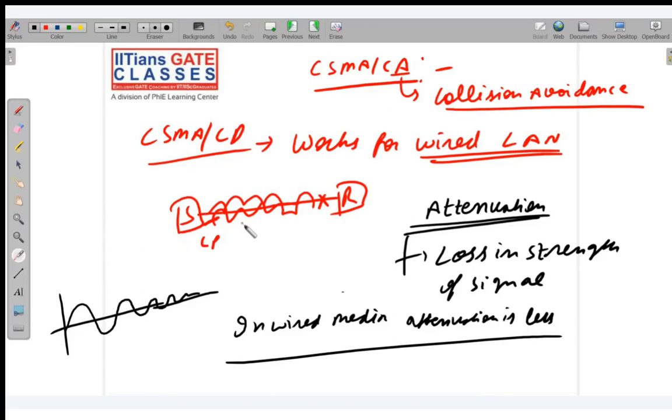Hence another method was developed called CSMA-CA. CA is collision avoidance. Now the question arises, how will we avoid this collision? To avoid this collision, we have three procedures. Let me tell you that.